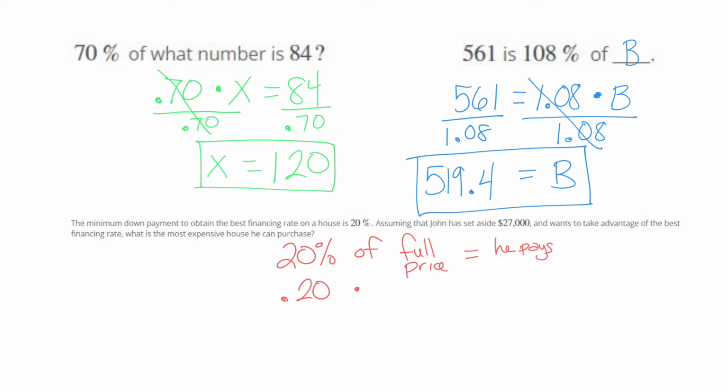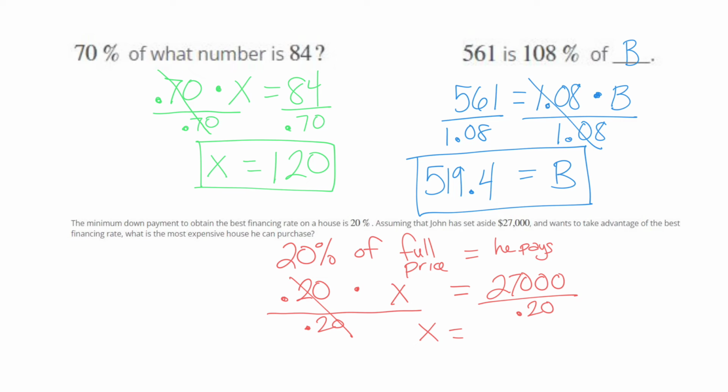And the full price of the house, we actually don't know that because we're looking at how great of a house we can get. What's the most expensive house he could get? So that's my unknown. I can call it x, I guess, in this case, equals the amount he pays. Well, what he's saved up is the $27,000, and that's what he's willing to pay. So 20% of how expensive of a house will get him to that $27,000. Again, you got to undo that multiply and divide to get the x by itself.